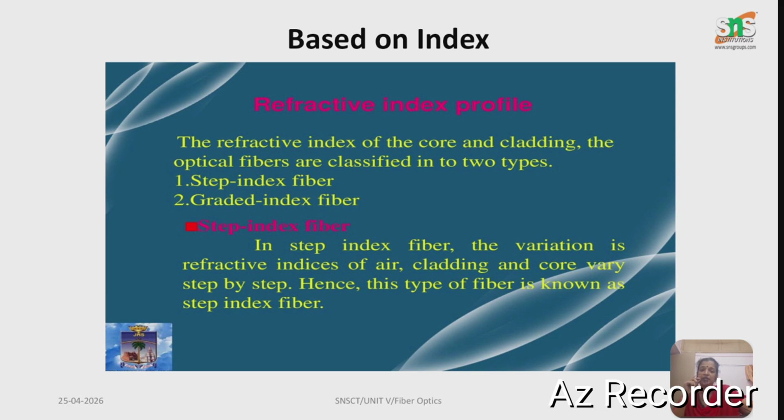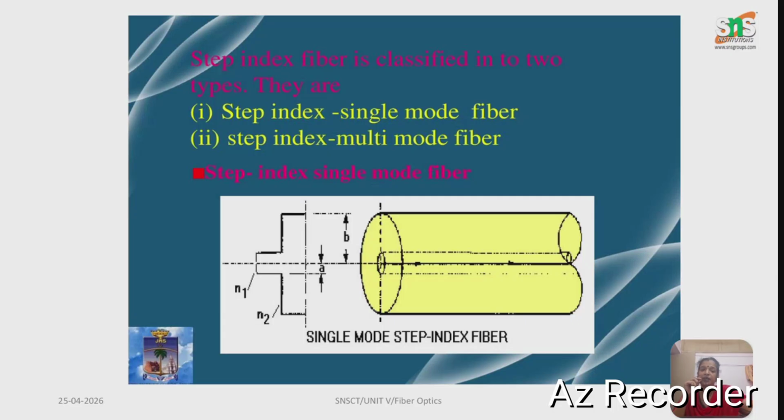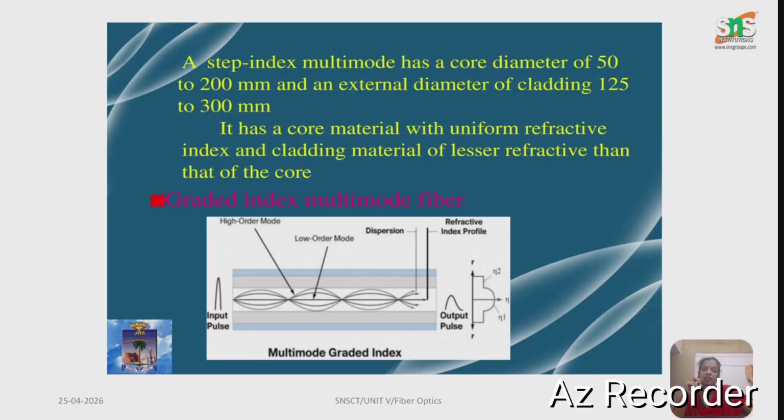In step index fiber, the refractive index of air, core and cladding varies step by step, and this type of fiber is known as step index fiber. In graded index fiber, the refractive index is maximum at the center and then it gradually decreases to the core cladding interface. So it is called a graded index fiber.